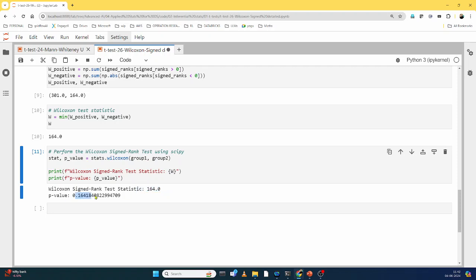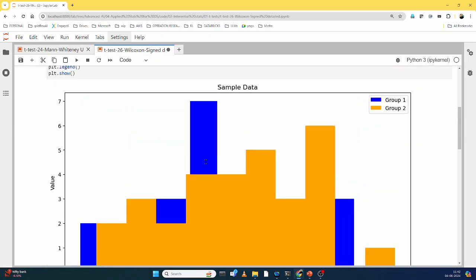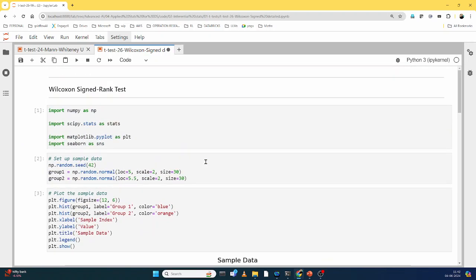The p-value returned is 0.0164. That means it is more than 0.05, which is our alpha, so we will not be able to reject the null hypothesis. I hope this code is pretty straightforward and that it demonstrated the idea of taking differences and then creating the ranks.